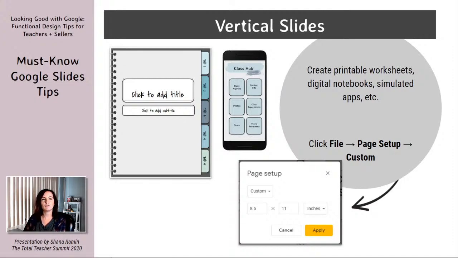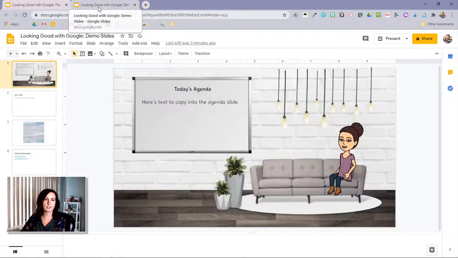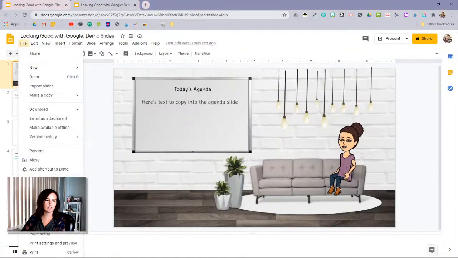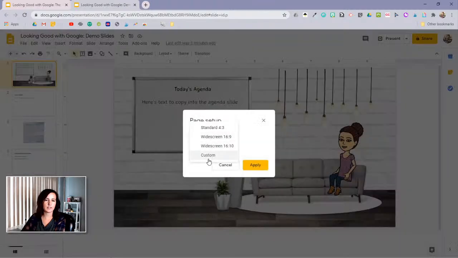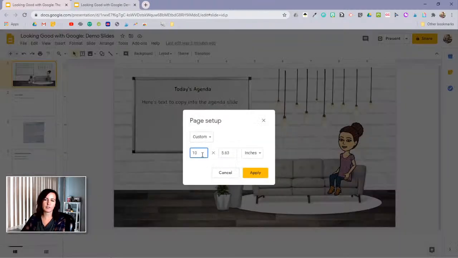I use Google Slides quite often just because the formatting tools are a little more robust than they are in Google Docs, and it's easier to format things. So I'll create basic worksheets in Google Slides. I've also made digital interactive notebooks, simulated apps, things like that. To do that, all you're going to do is go to File, Page Setup, and then select Custom. Just to show you what that looks like in action, File, Page Setup, and then select Custom. If you wanted a vertical page, you do 8.5 by 11, and then you click Apply, and that would change the slide dimensions.